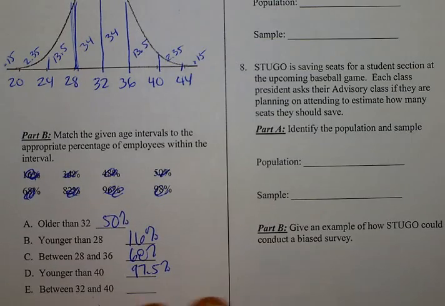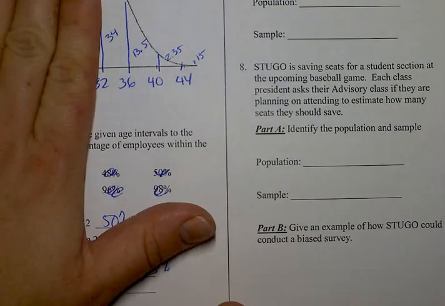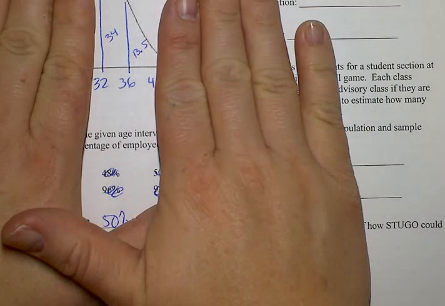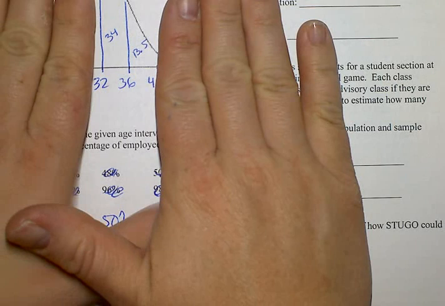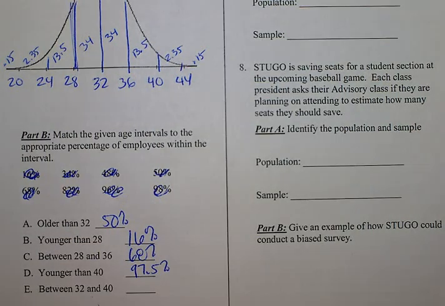Between 32 to 40. Here's 32, here's 40. Adding those up, you come up with, can you guys add those up for me? What percentage do you have exactly? What is it? 47.5%.